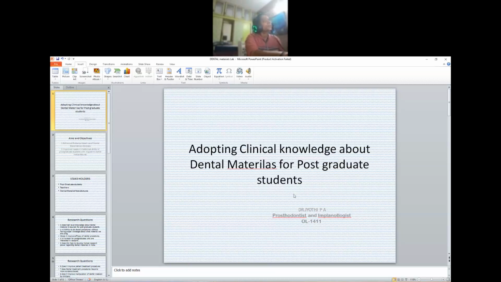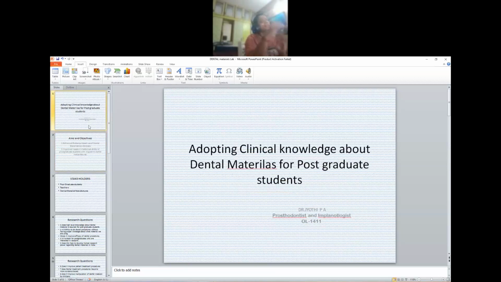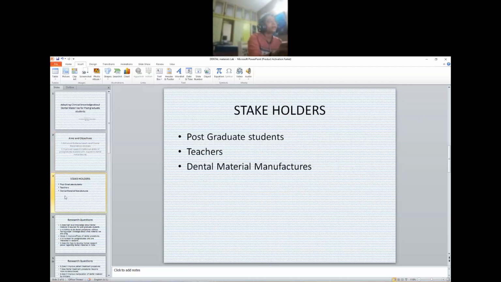So my thing is to adapt the clinical knowledge, like we study theory and all, some more regarding the dental materials in postgraduates. The aim and objectives of my study is it is more evidence based. You will be studying the dental materials as a postgraduate student, and this will improve the research intellectual ability of the postgraduate student with respect to the dental materials they are using. So the stakeholders for this study will be the postgraduate students who have joined and the teachers, and definitely some dental material manufacturers who are the stakeholders.